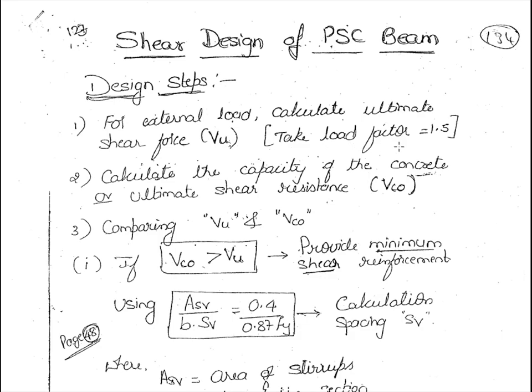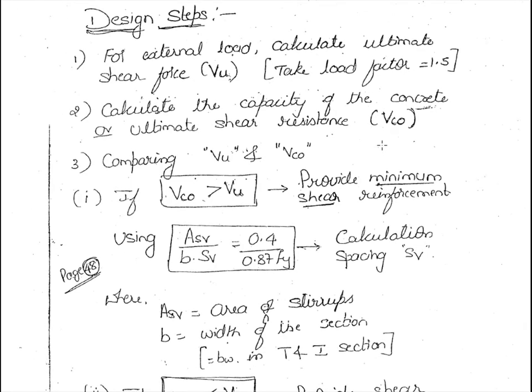So you have to take the factored shear force, they are saying. VU. V means actual shear force, VU is the factored shear force. Okay. Next one. Calculate the capacity of concrete or ultimate shear strength, that is VC0. Both VU and VC0 have to be calculated.